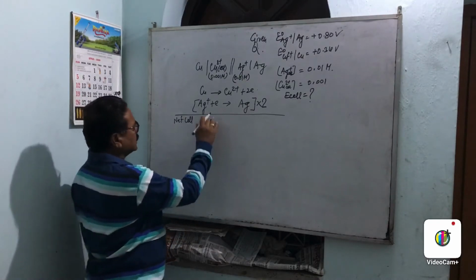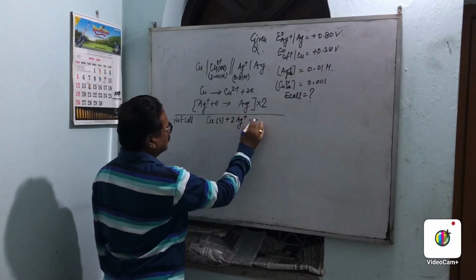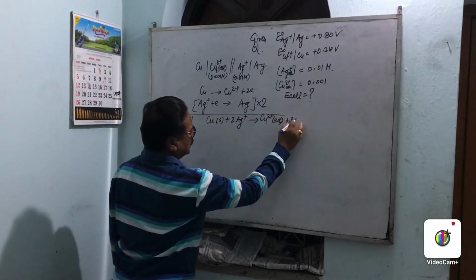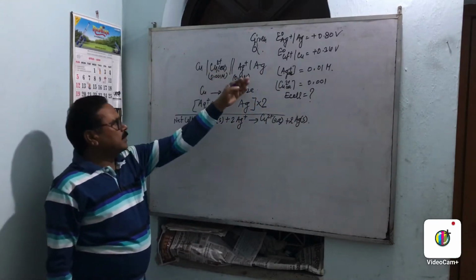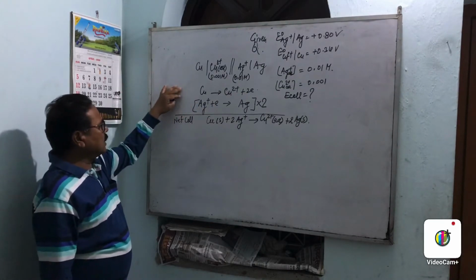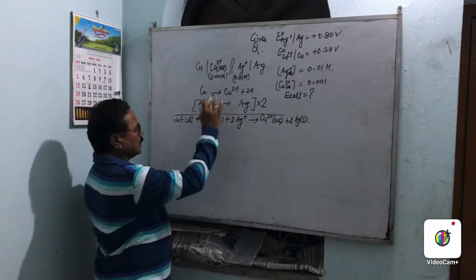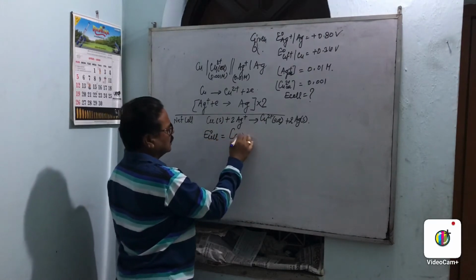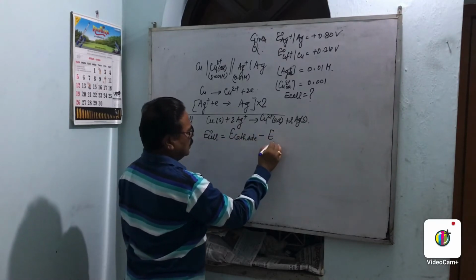So the net cell equation, now we write: copper plus twice Ag plus is equal to copper 2 plus, aqueous, and twice Ag solid. So the question was to represent the cell, write each half, that is oxidation half, reduction half, and this is a redox reaction. Now E0 cell we calculate earlier, that is E cathode minus E anode.